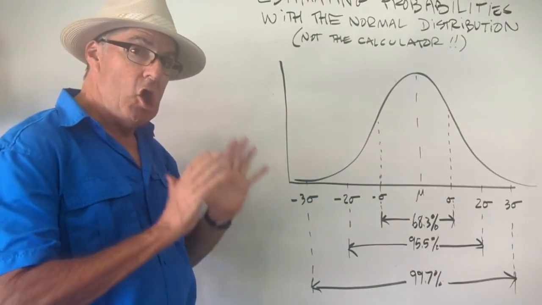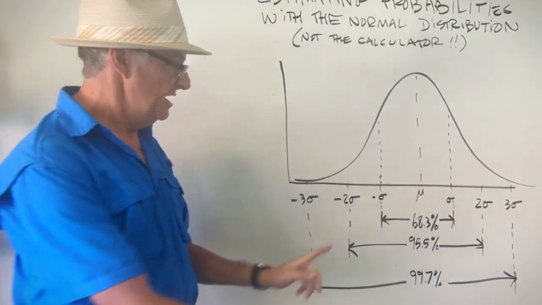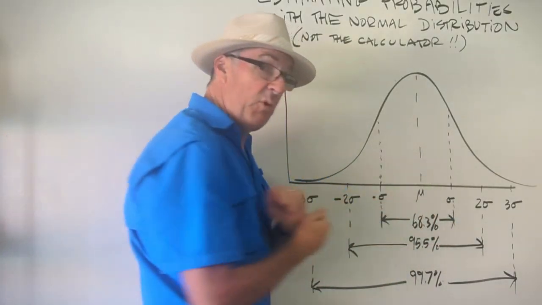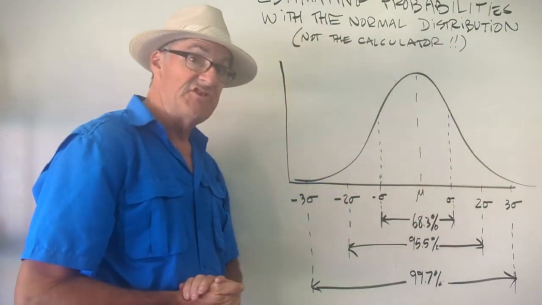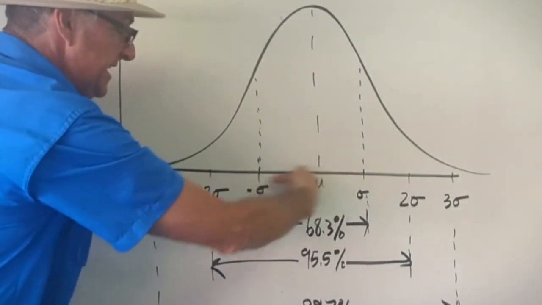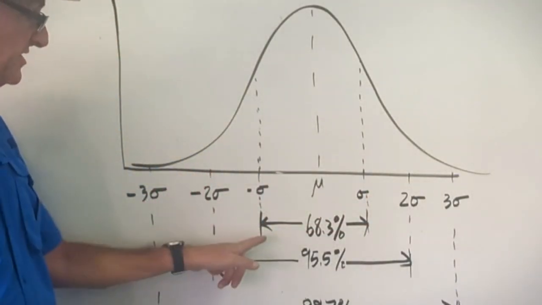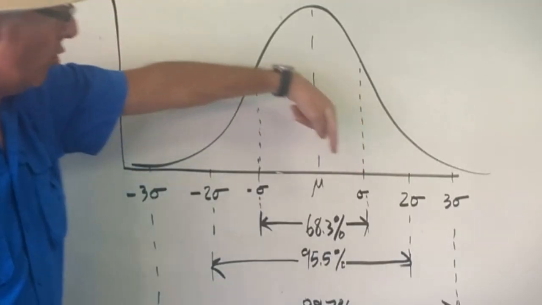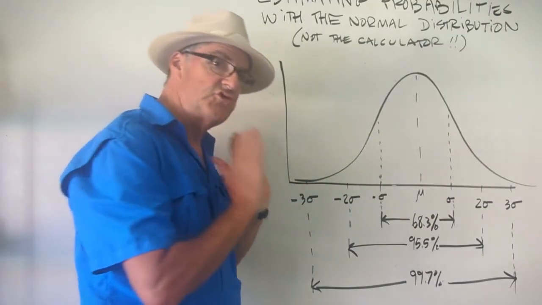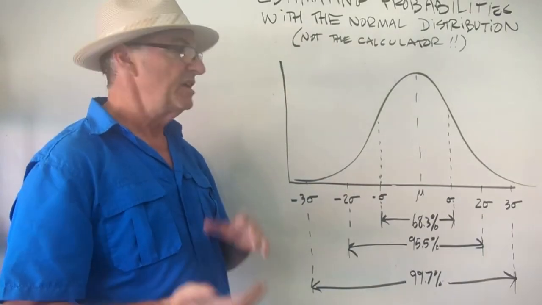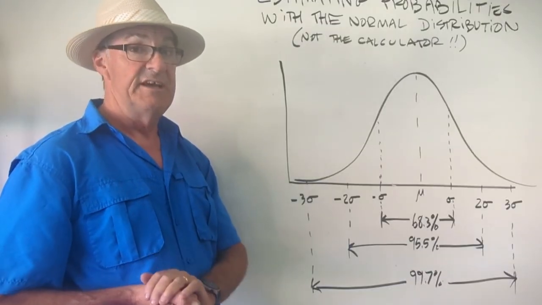Okay, so all normal distributions have the following properties. 68.3% of the data is within a standard deviation of the mean. So minus sigma or plus sigma, whatever these values are, 68% of the data is going to lie within one standard deviation of the mean. You know this. This is true for a normal distribution. It's one of the properties or attributes of the normal distribution.